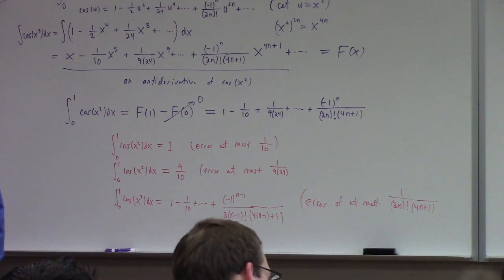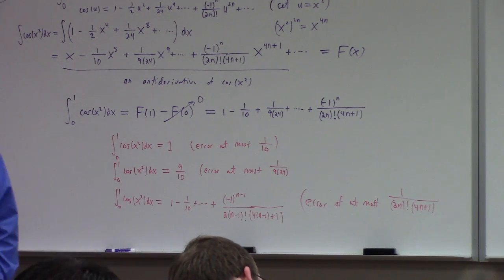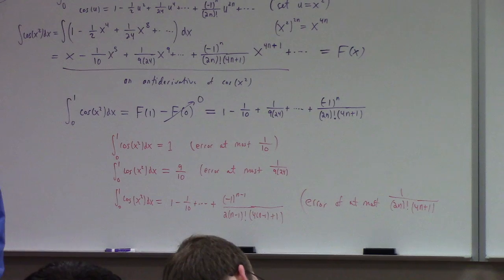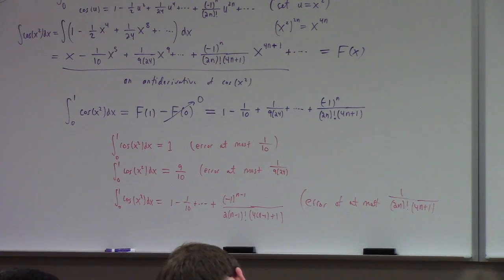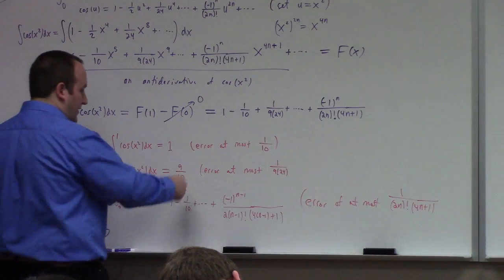That might be important to know if I was asked to find this integral to within some really small precision. Now the question is just 0.1 though, right? So you can just plug this number in your calculator. Like what's 1 over 9 times 24?